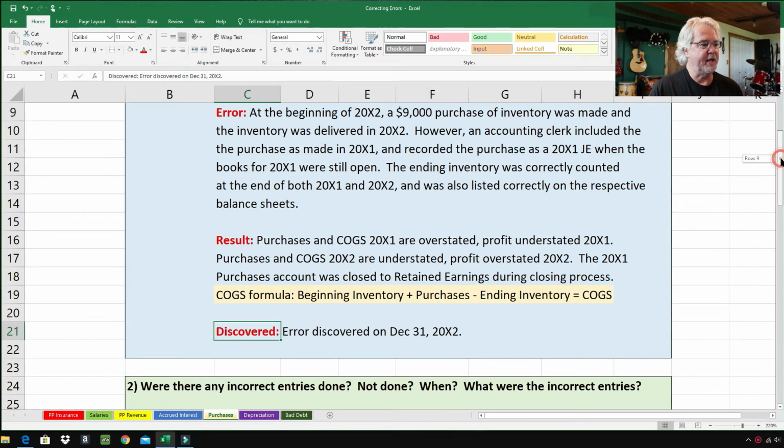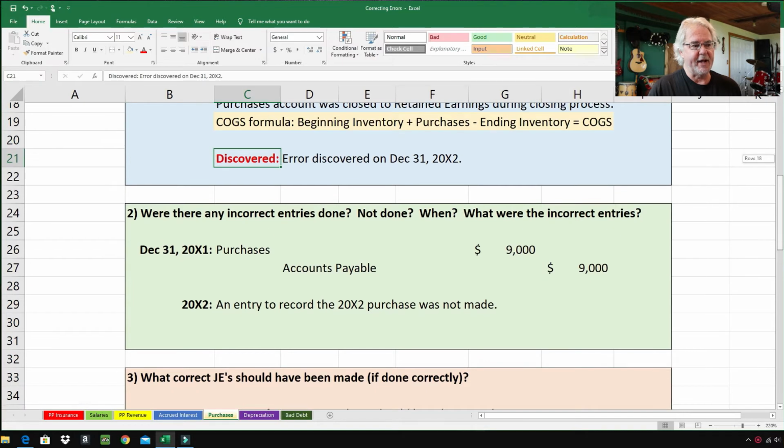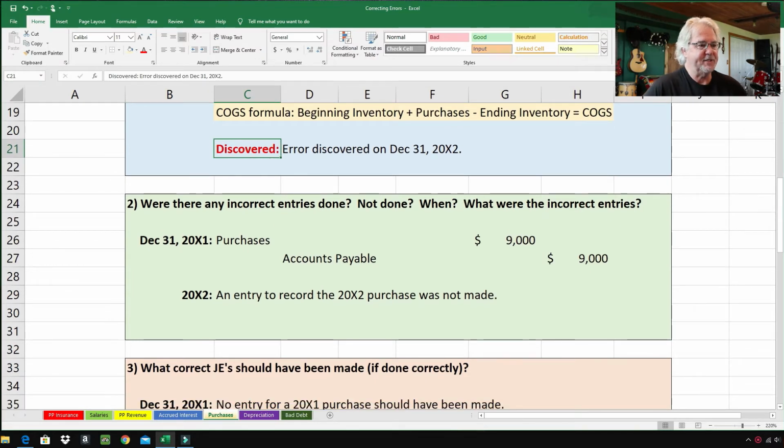So here we go. Now, step number two, were there any incorrect entries done or not done? And when were they done? What were the incorrect entries? So on December 31st, 2001, the bookkeeper debited purchases and credited accounts payable. So this purchase was backdated into 2001 for some reason. And in 2002, an entry to record the 2002 purchase was not made. So there wasn't any mistake made in 2002. It's just 2001 is where the problem is.